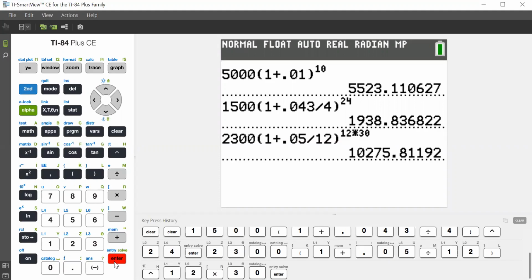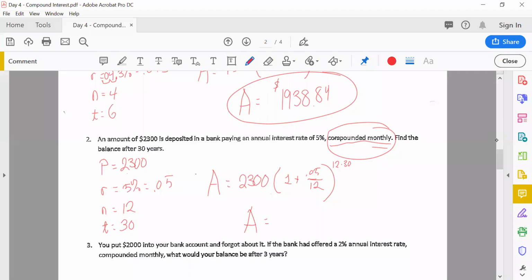I did this just the other day. Wow, started off with $2,300 and we ended up with $10,275.81. Wow, wow, wow. And this assumes that we're not putting any new money in.